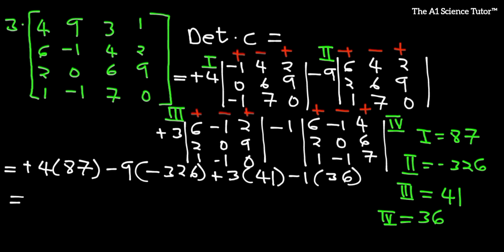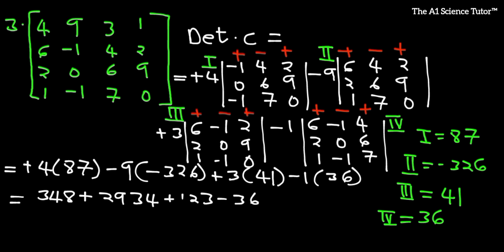So let us find what that is going to be. And we have 4 multiplied by 87, so that is 348. Then we have a negative 9 multiplied by negative 326. So that gives us 2934, and that obviously should be a positive. And then we have 3 multiplied by 41, so that should give us 123. And here we have a negative 36.